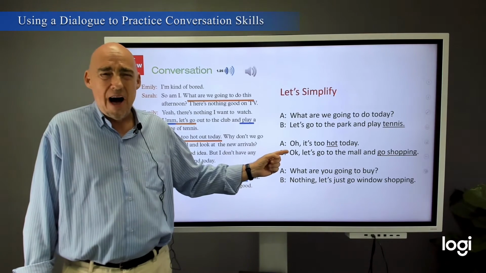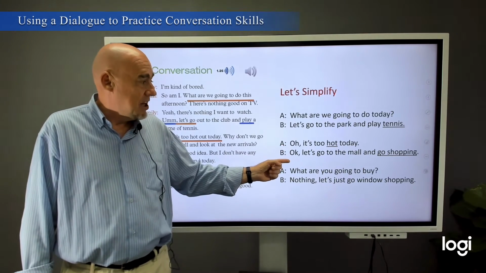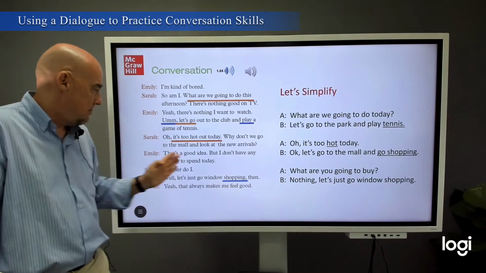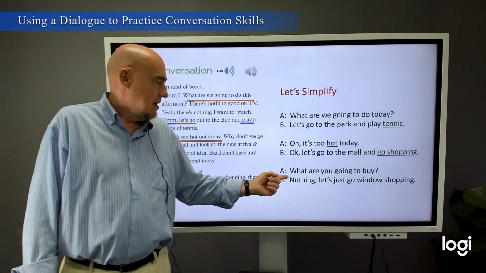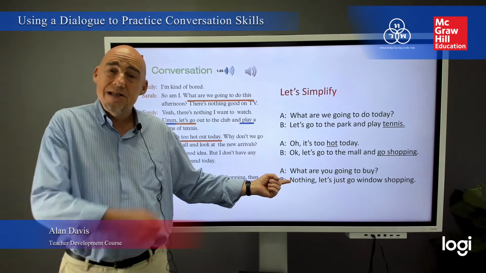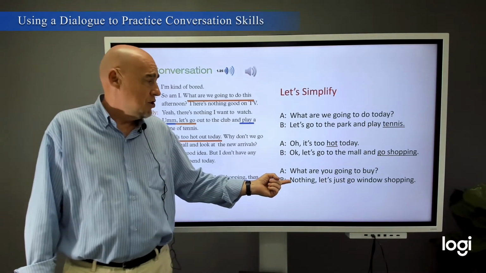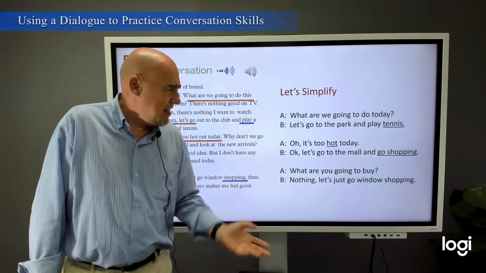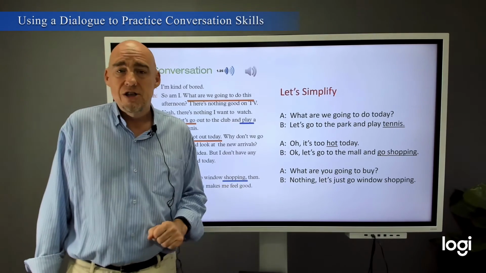Oh, it's too hot today. Let's go to the mall and go shopping. Again, I've got my main ideas. And then I'm even putting in a little bit new idea, but this is actually something that was already introduced in this unit. What are you going to buy? Nothing. Let's just go window shopping.